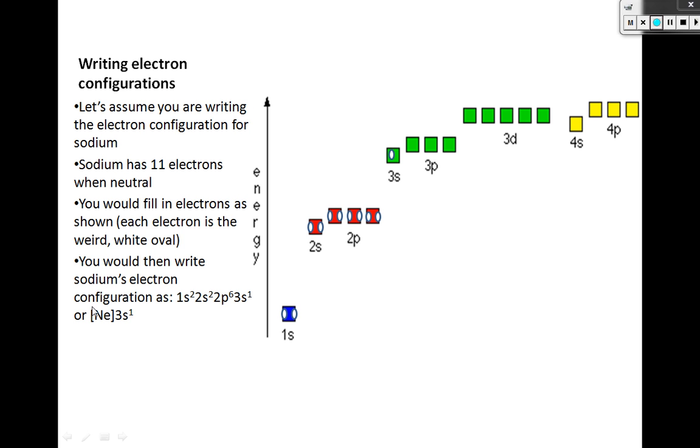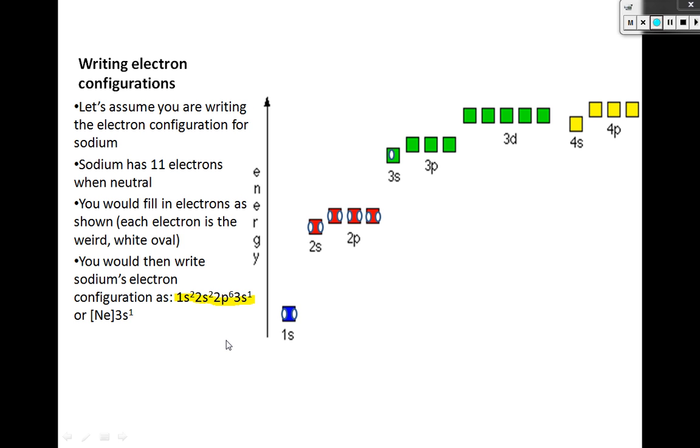And then the way we write it is down here. So let's get our pen here and we can highlight. This is the way we're going to write that right here. We write it as it sounds. So 1s2 is here. Here's the 1s, and then the 2 stands for how many electrons are in there, and that's a superscript 2. And then 2s2. And then the 2p6, that's right here, and then the 3s1. And that's pretty easy to write.